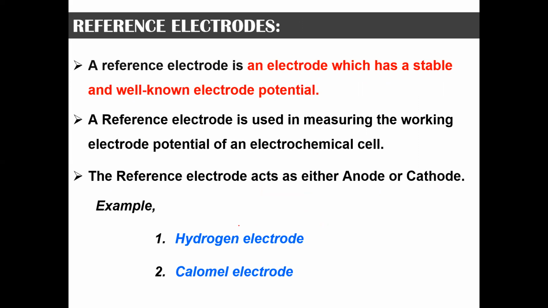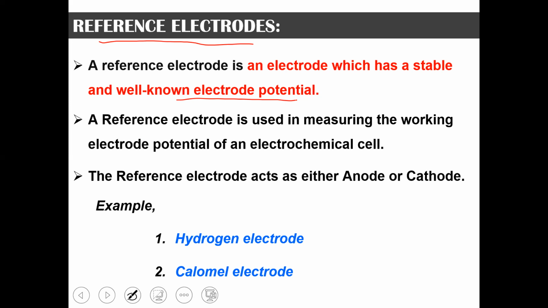Then what is meant by a reference electrode? A reference electrode is an electrode which has a stable and well-known electrode potential. We know the electrode potential, or it is a constant. That electrode is known as a reference electrode. A reference electrode is used in measuring the working electrode potential of an electrochemical cell. By using reference electrodes, we can easily determine any single electrode potential.